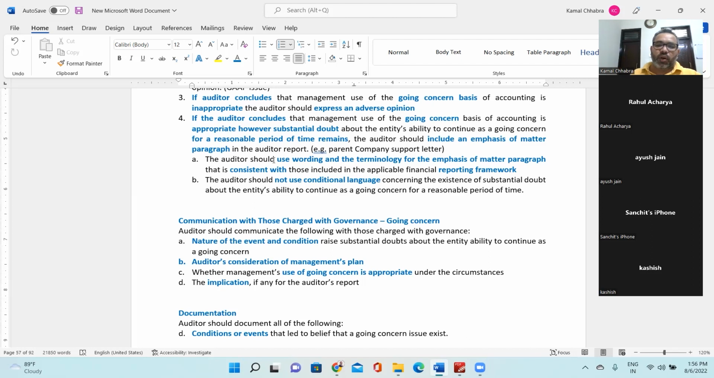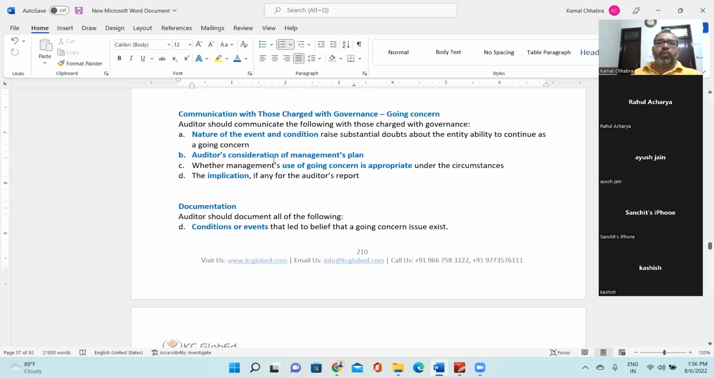The auditor should not use conditional language concerning the existence of substantial doubt of the entity's ability to continue as a going concern. So whenever the auditor is giving any qualification or emphasis of matter paragraph or adverse opinion, the language should clearly communicate that. It should not be conditional language.